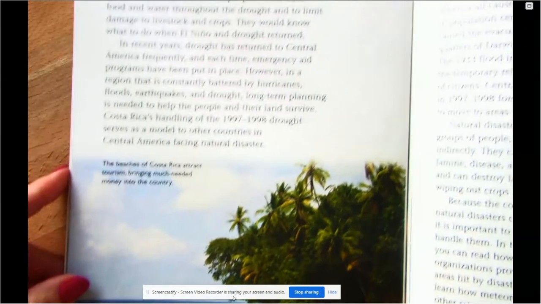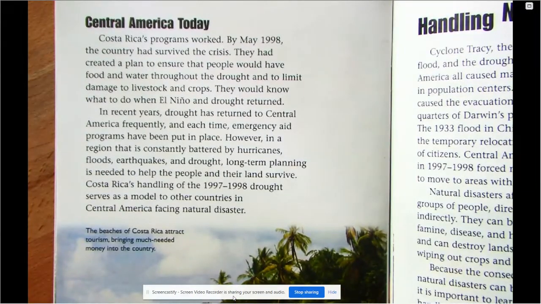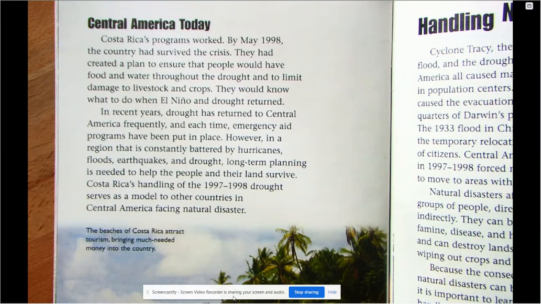Central America today. Costa Rica's programs worked. By May 1998, the country had survived the crisis. They had created a plan to ensure that people would have food and water throughout the drought and to limit damage to livestock and crops. They would know what to do when El Nino and drought returned.